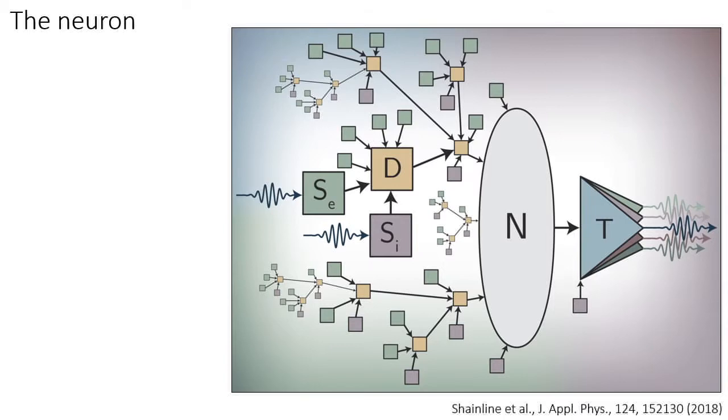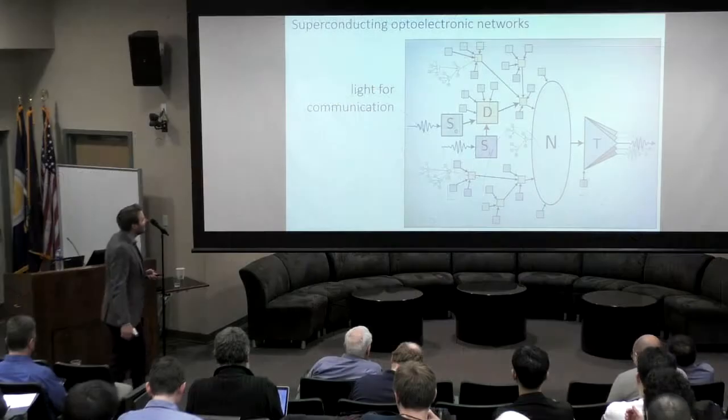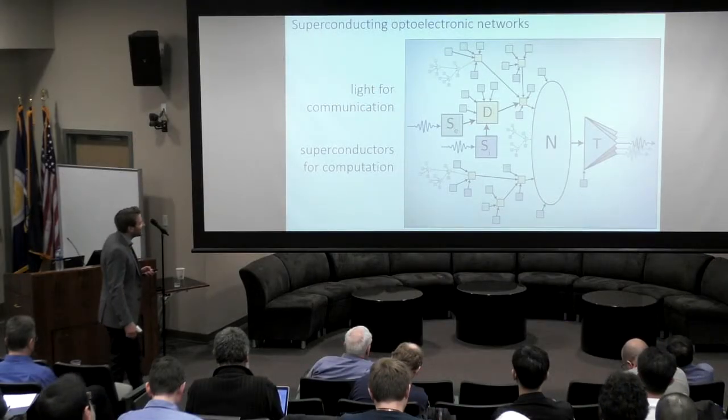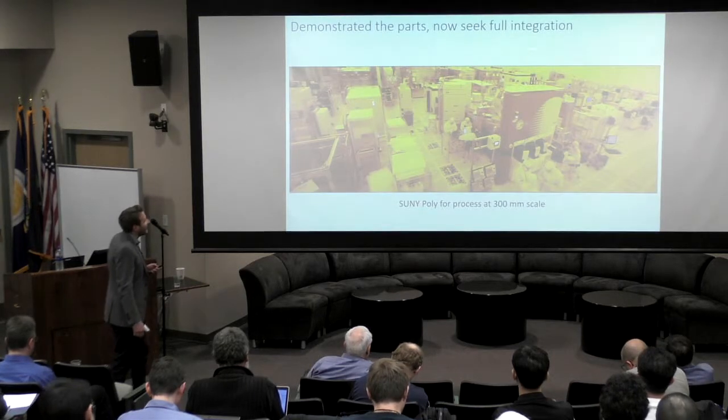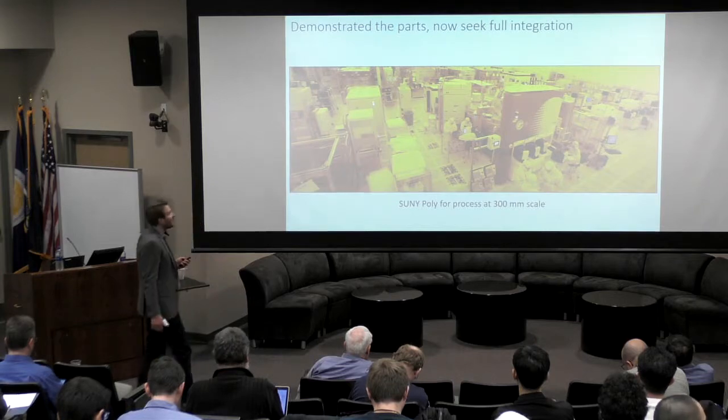Okay, so this is the neuron as a whole. And we like to talk about superconducting optoelectronic networks, which are networks of these kinds of neurons. We call these loop neurons because there are all these integration loops. So we're talking about light for communication and superconductors for computation. And that's hard to make. That's not a standard process that exists anywhere in the world.